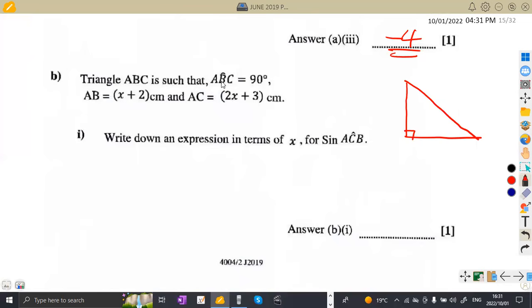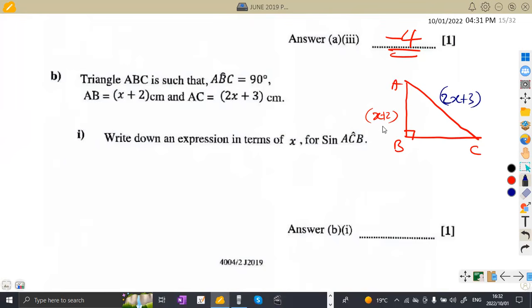Okay, so this is ABC. So this is where we put our A, and you can put our B here. Sorry, ABC, something like this. So AB is x plus 2. This is our AB, which is x plus 2 centimeters. Then we are given AC, which is 2x plus 3 centimeters.